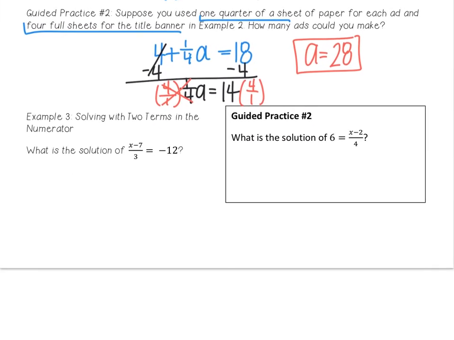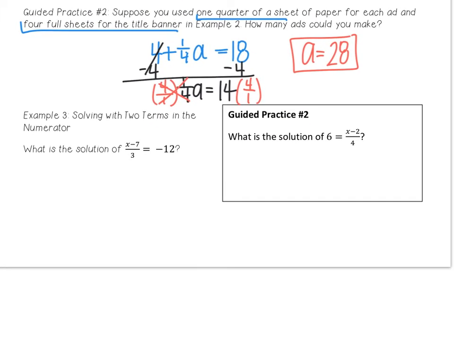Example 3. Solving with 2 terms in the numerator. When I have a binomial, which is what that's called, in the numerator, and the whole thing is divided by 3, what you can do is multiply both sides by the denominator to get the denominator to go away.